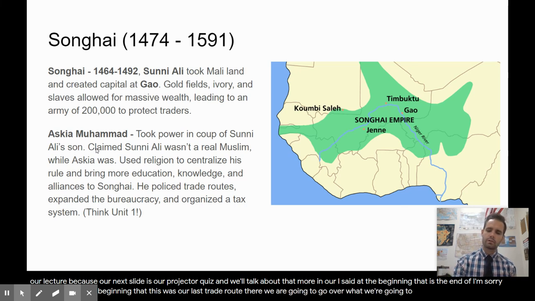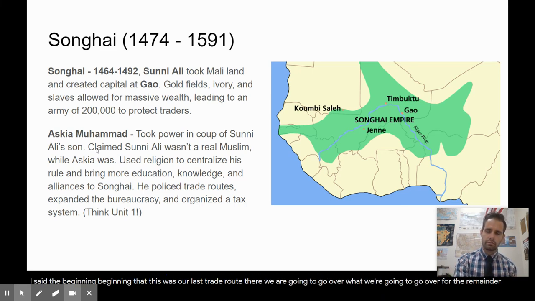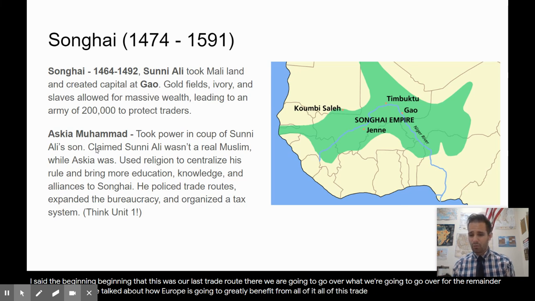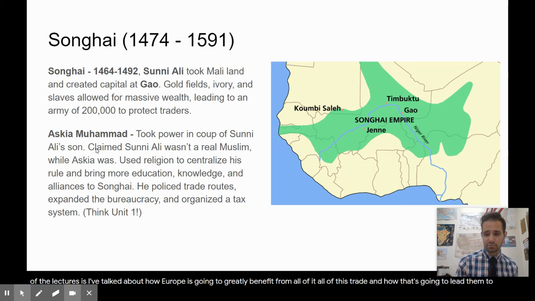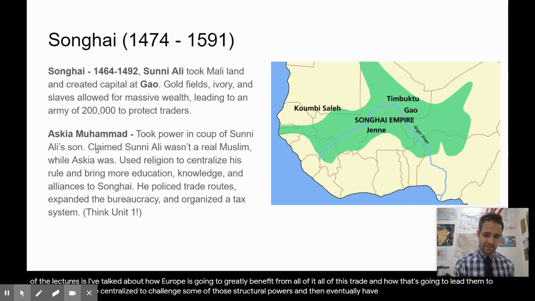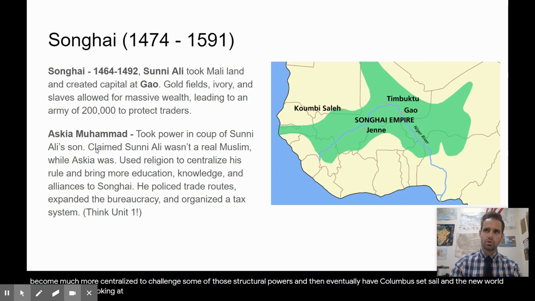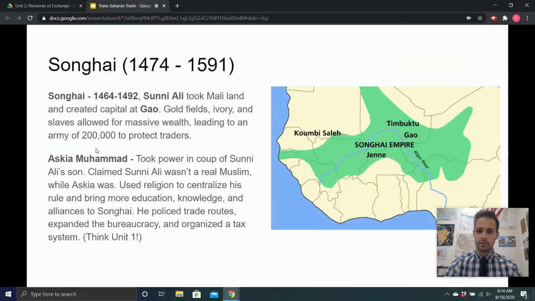What we're going to go over for the remainder of the lectures is how Europe is going to greatly benefit from all of this trade, and how that's going to lead them to become much more centralized, to challenge some of those structural powers, and then eventually have Columbus set sail and quote unquote discover the new world. We're going to be looking at Europe much more specifically with both the Renaissance and the bubonic plague.